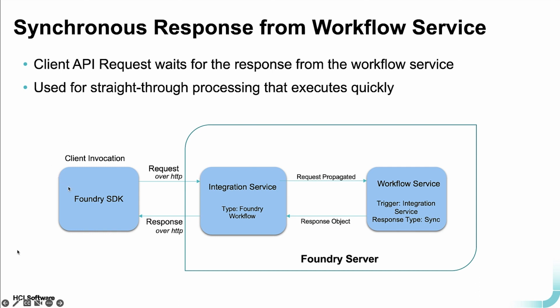So you have the client invoking using the Foundry SDK. It makes the request to the server, and in the server, you have an integration service type of workflow, and you have actually defined the workflow, and the request is propagated from the integration service to the workflow. It runs a synchronous response, and then provides a response back, and that goes back to the client that actually invoked it. So at the end of the workflow, if you have a return type that you want to send, say if there is a loan approval process and it was just approved or rejected, that could be something that you're sending back.